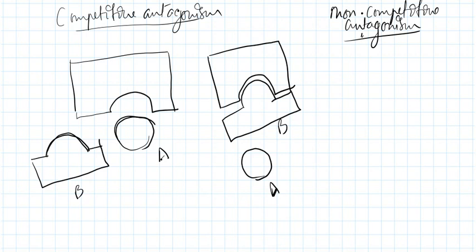So what is non-competitive? Non-competitive means you have a receptor, but you have two sites.